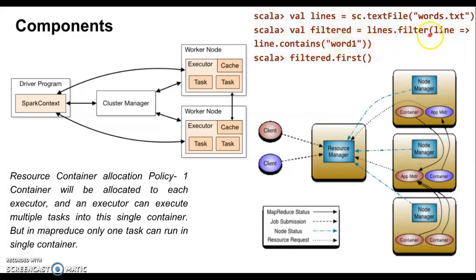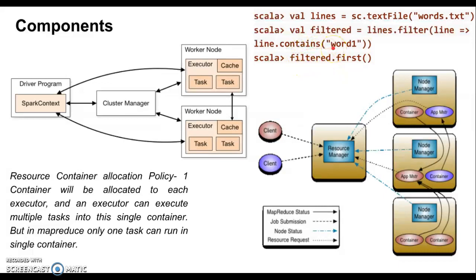And this is the transformation: filter equal to lines.filter, lines contains word 1. This is the transformation, and this is the action. So what happens when you call the action? Spark creates the directed acyclic graph for all the RDDs used in this program.